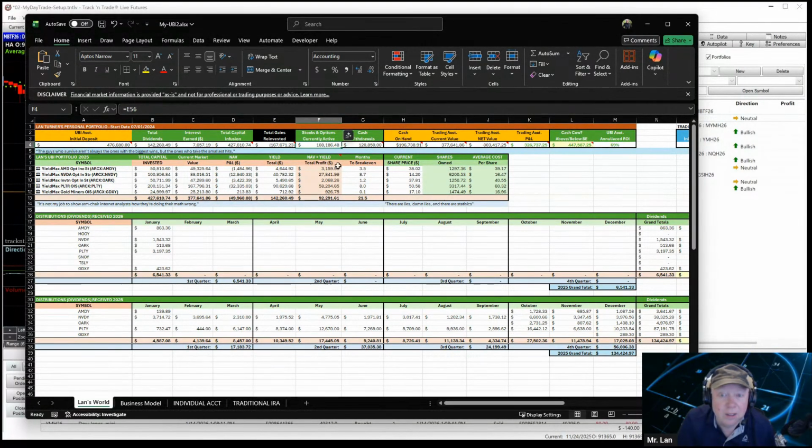I have 108,000 in stocks and options that are not part of this. This is my YieldMax portfolio. Total capital infusion 427. I've earned $7,600 in interest this year. Total dividends 142,000. That's just off of the 5 that I'm still holding. I've eliminated all the others. I'm only holding five markets.